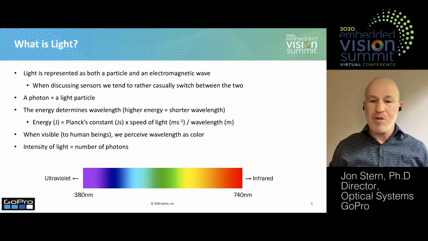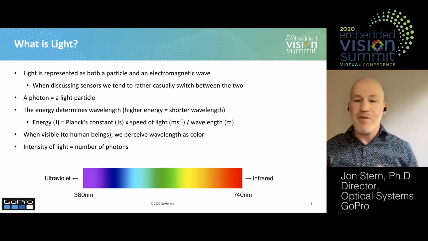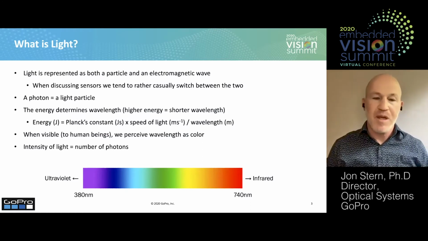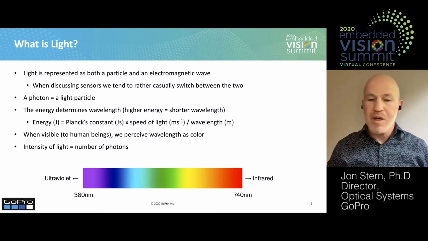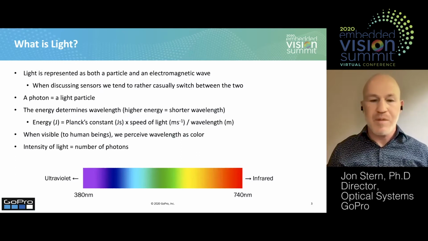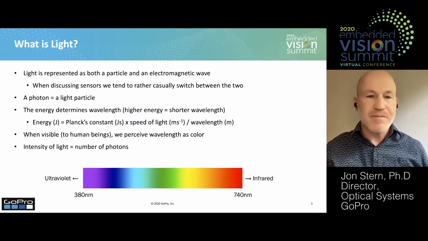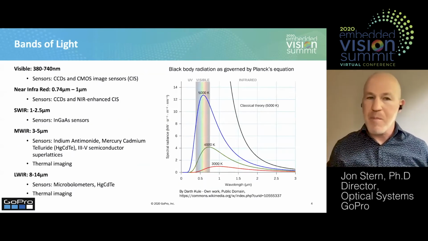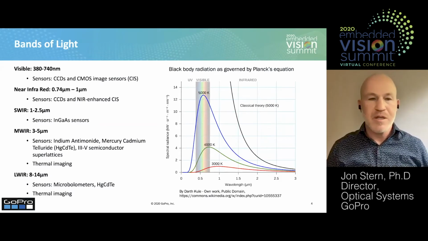And when light is visible to human beings, we perceive different wavelengths as different colors. Intensity of light is equal to the number of photons. The human vision system is sensitive from about 380 nanometers up to 740 nanometers. Below 380, we have ultraviolet. Above 740, infrared. Let's explore the different bands of light in a little bit more detail.